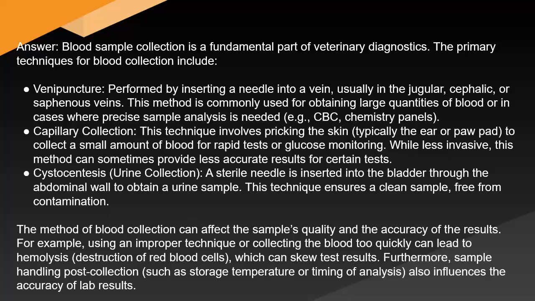The method of blood collection can affect the sample's quality and the accuracy of the results. For example, using an improper technique or collecting the blood too quickly can lead to hemolysis, destruction of red blood cells, which can skew test results. Furthermore, sample handling post-collection, such as storage temperature or timing of analysis, also influences the accuracy of lab results.